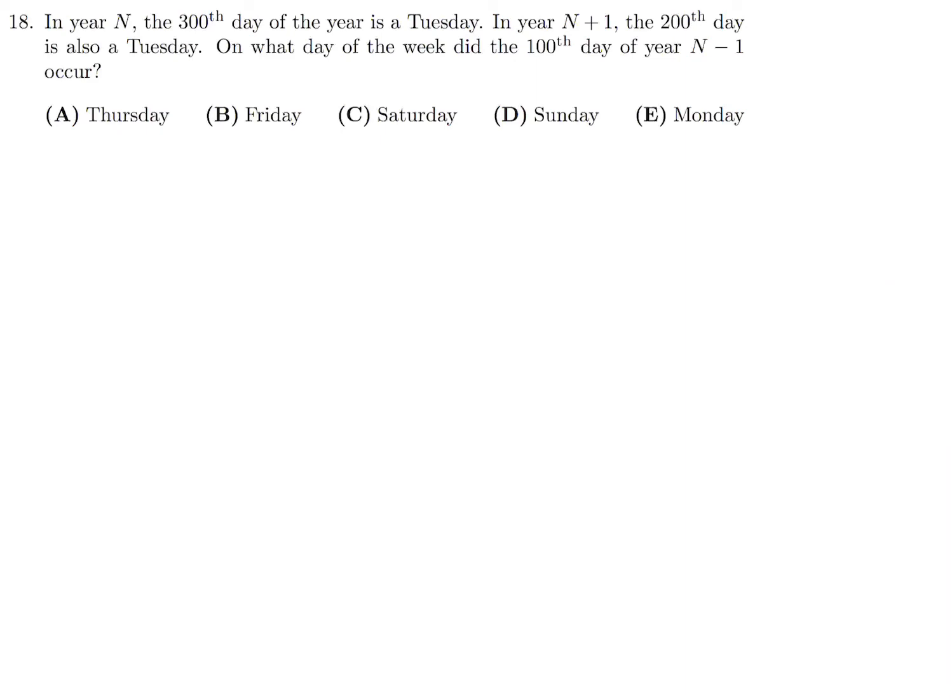In year n, the 300th day of the year is a Tuesday. In year n plus 1, the 200th day is also a Tuesday. On what day of the week did the 100th day of year n minus 1 occur? All right, so I'll draw a little calendar for this question like this.